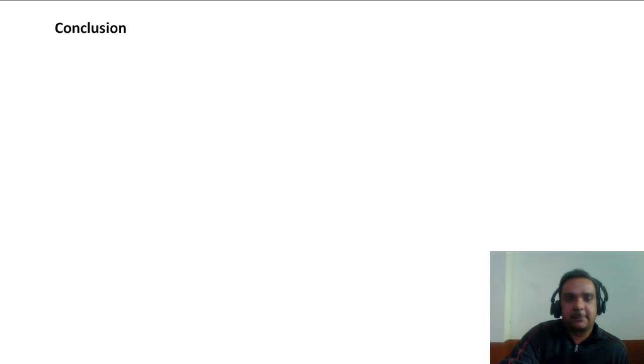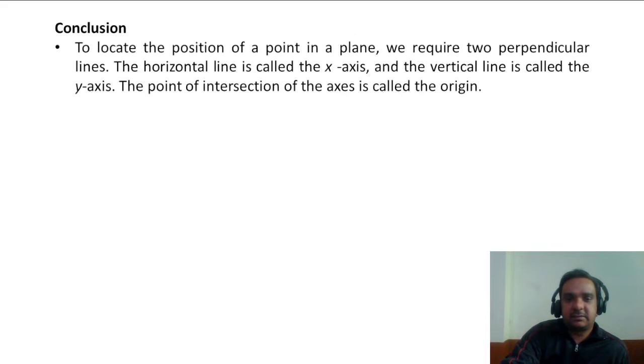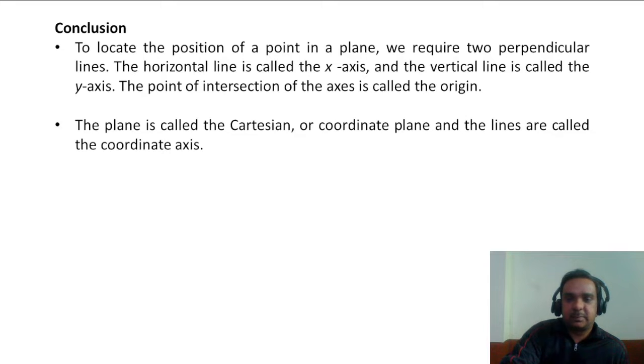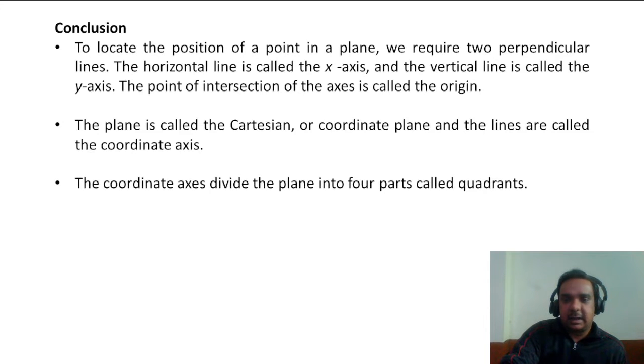Now it's time to revise what we have learned in this session. In this session, we understood that to find the specific position of a point, we need two perpendicular lines. These are known as coordinate axes, and this plane is known as the coordinate plane, Cartesian plane, or XY plane. The horizontal line is known as the x-axis and the vertical line is known as the y-axis. We also understood that these two axes divide our plane into four quadrants.